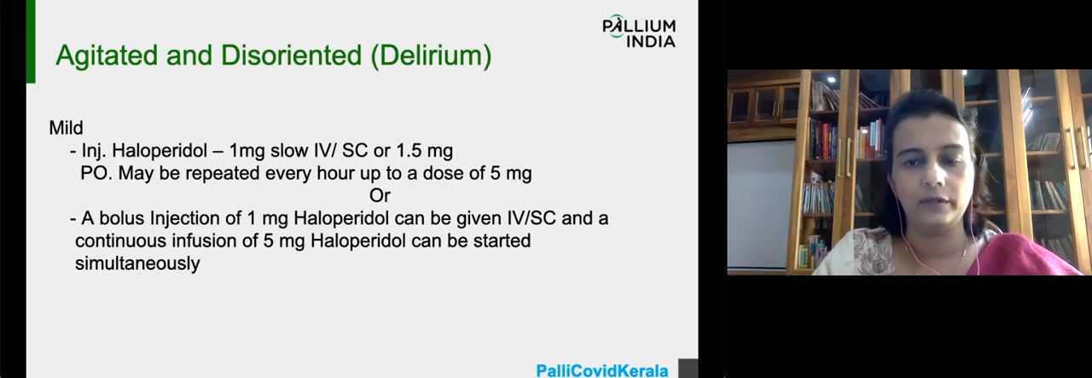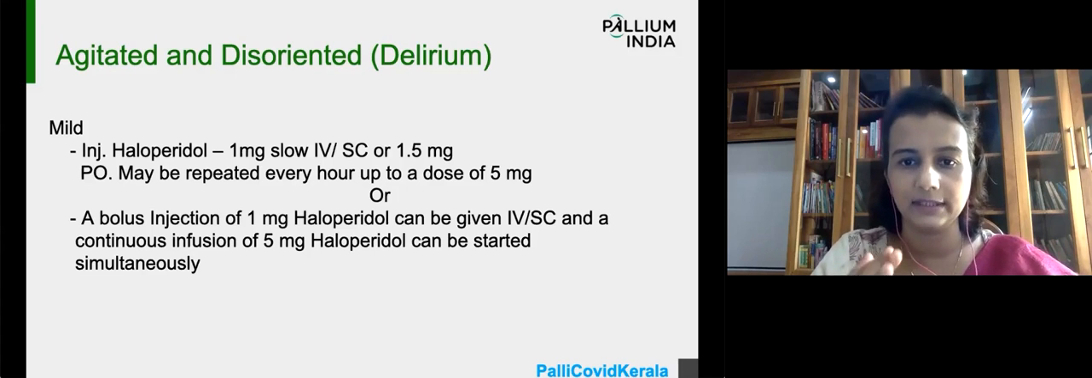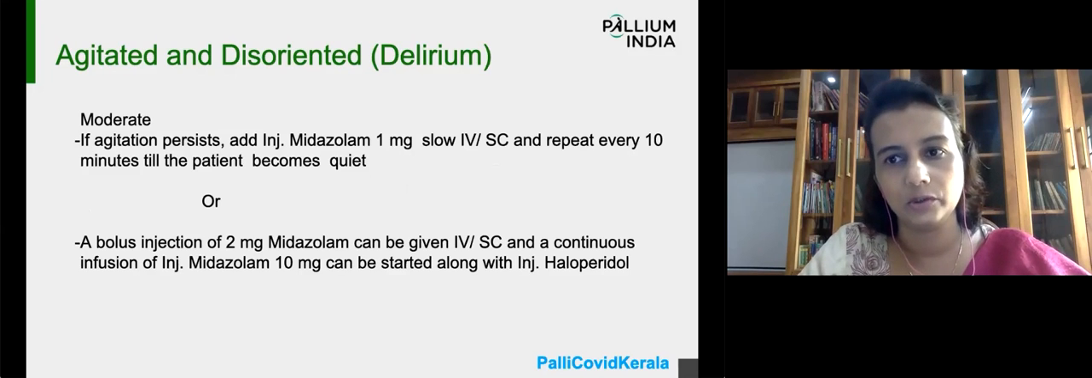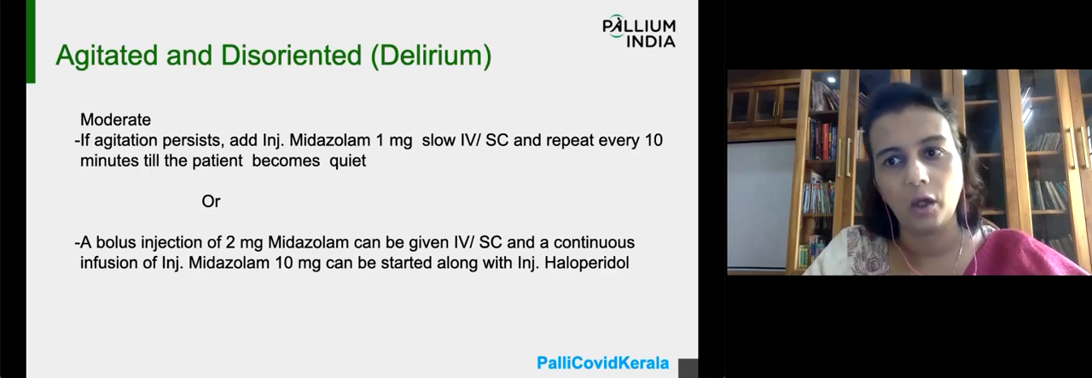So if there's an option of starting a continuous infusion, we can give a bolus injection of 1 milligram haloperidol as IV or subcut, and a continuous infusion of 5 milligram haloperidol can be started simultaneously after giving a start dose. Again, if they become moderately agitated, agitation persists, add injection midazolam 1 mg slow IV subcut and repeat every 10 minutes until the patient becomes settled. Or you can give a bolus injection of 2 milligram midazolam IV subcut and a continuous infusion of midazolam 10 milligram started along with the haloperidol.